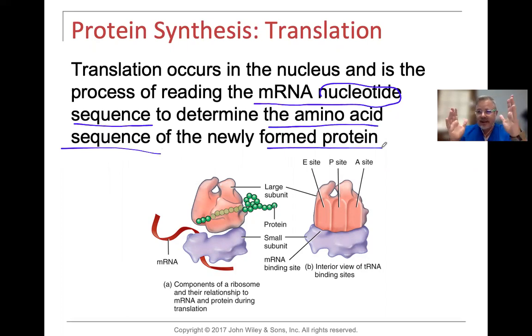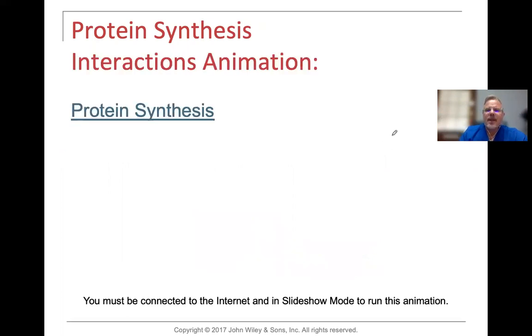to determine the amino acid language of the newly formed protein. So we need a translator. You have two people speaking two different languages. You've got a nucleotide language. We have to be able to convert that to an amino acid language to form the protein. That's called translation. You can play this, and I strongly suggest you do, to watch protein synthesis.